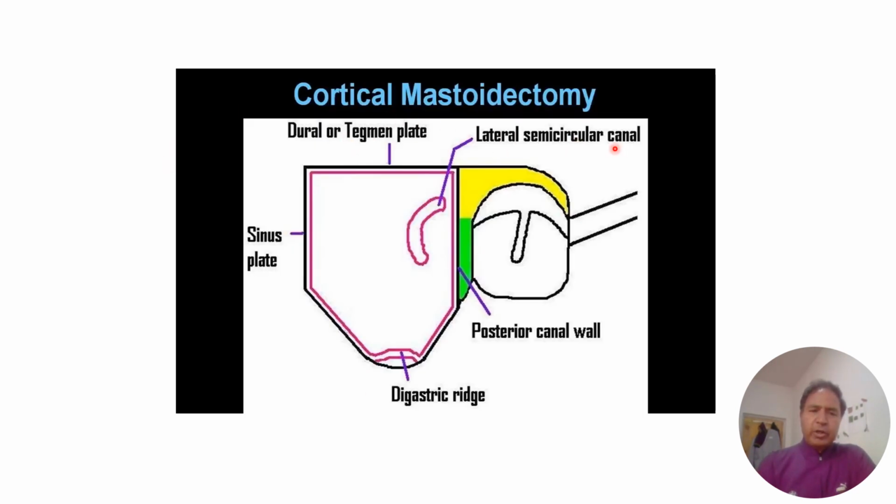Have a look at cortical mastoidectomy. This is the dural or tegmen plate. This is the sinus plate. This is the digastric ridge. This is the posterior canal wall. This is the lateral semicircular canal, and this is the eustachian tube. This is the external canal. This is the tympanic membrane.